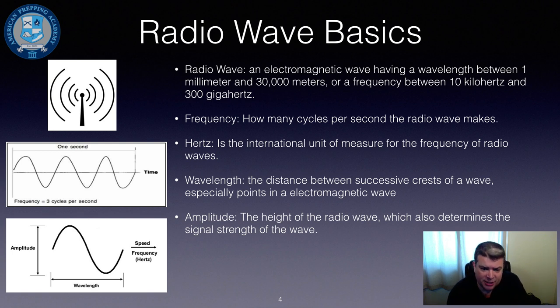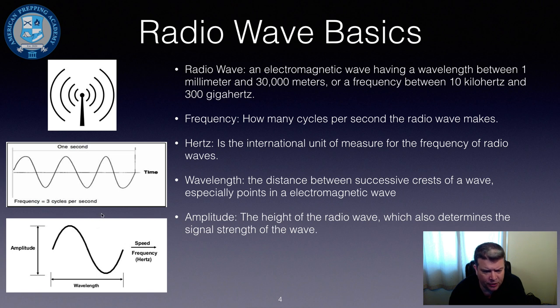All right, so frequency is how many cycles per second the radio wave makes. If we look at this little diagram here, we've got 1, 2, 3 peaks in this 1 second period. So that would be a 3 hertz cycle. Hertz is the international unit of measure for the frequency of radio waves.